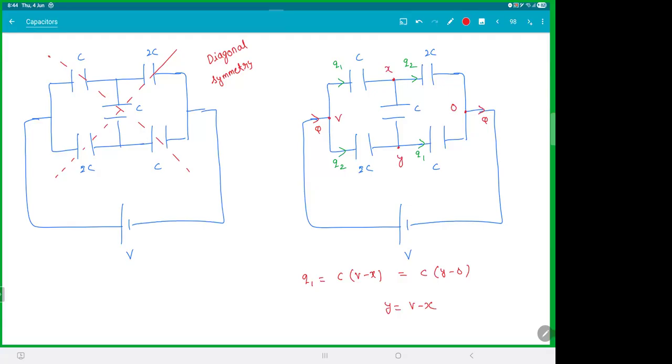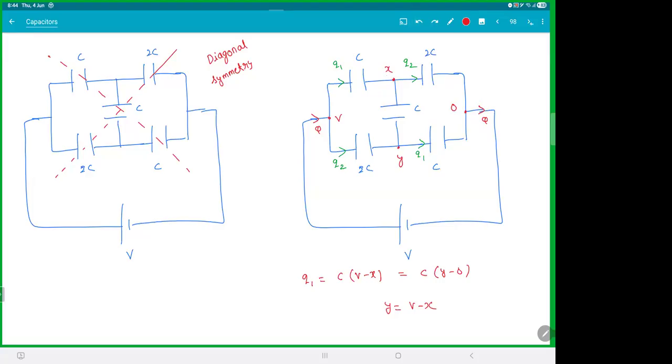Basically, this is what is happening. Since the charge is same and the capacitor is same, the potential difference must be same. Since this is already 0, potential difference must be Y minus X. Are you getting the logic there?